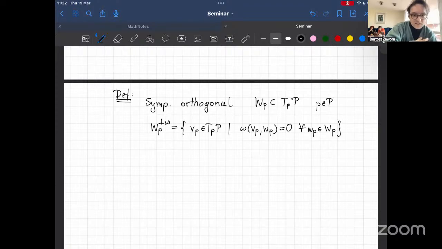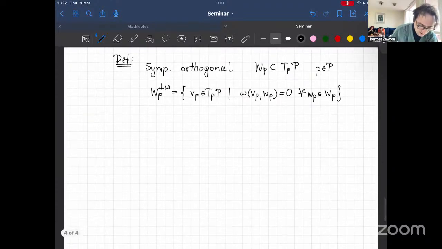Okay, so now let me move to the general reduction of symplectic manifolds. By general, I mean reduction by a submanifold. So first of all, the assumptions are: S is a submanifold of P.